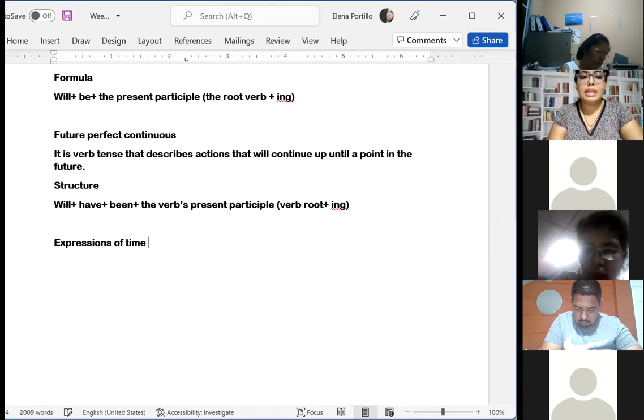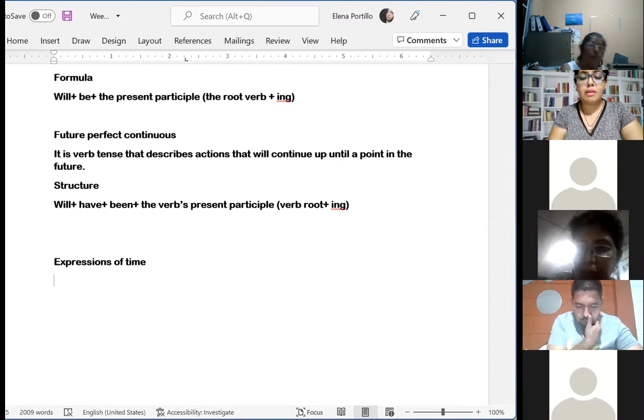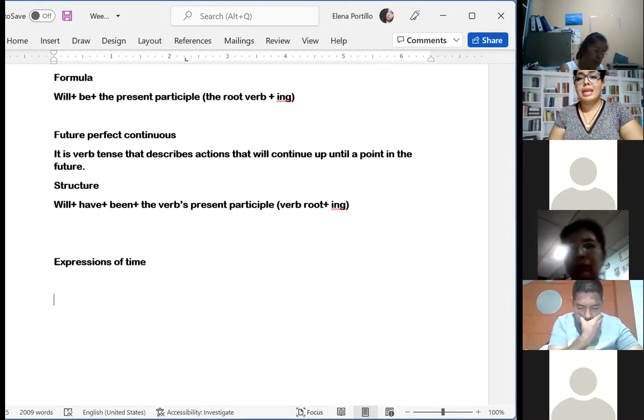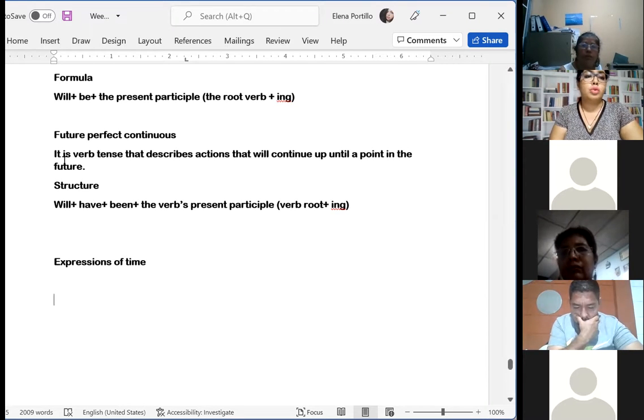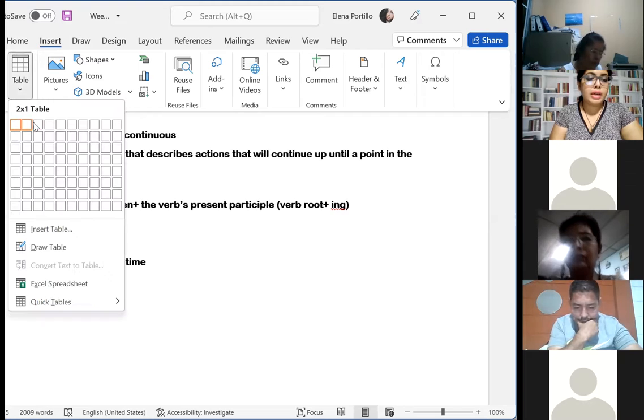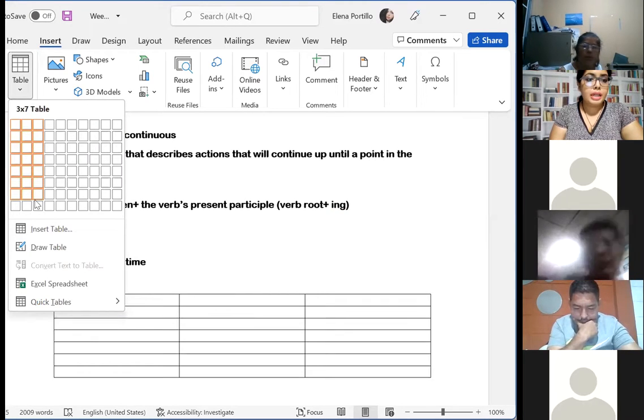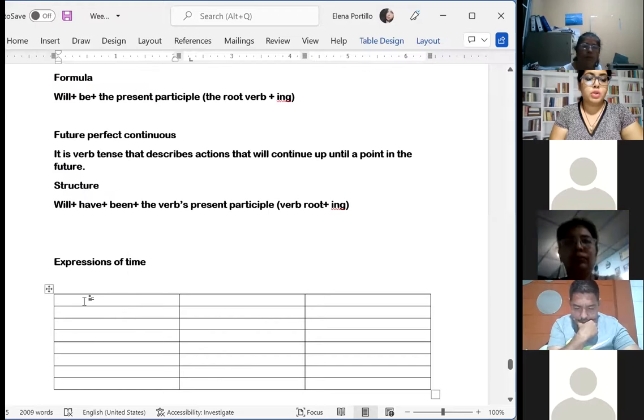Tenemos las expresiones de tiempo, que son estas expresiones o frases que vamos a utilizar al inicio de muchas de las oraciones que vamos a crear con los verb tenses en el pasado, presente, o futuro. So, we are going to do it like this because we are going to divide them in the past, present, and future.